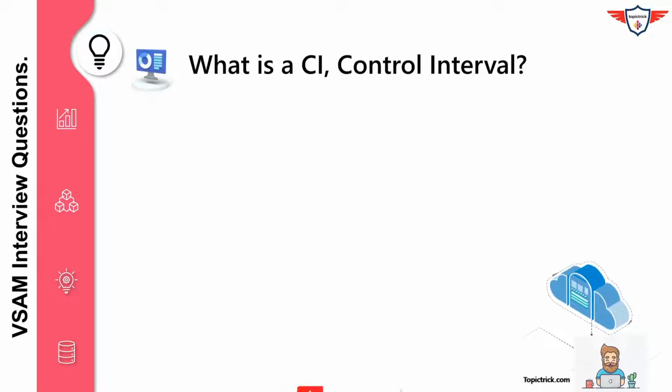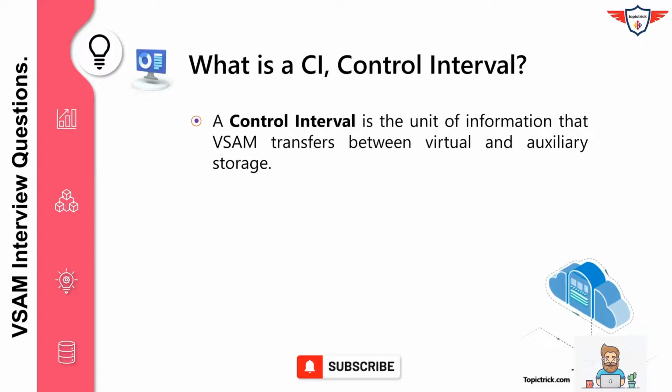What is a control interval, CI? A control interval is the unit of information that VSAM transfers between virtual and auxiliary storage.